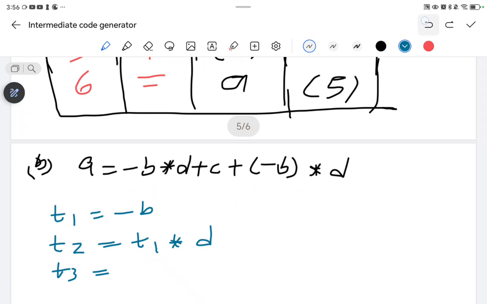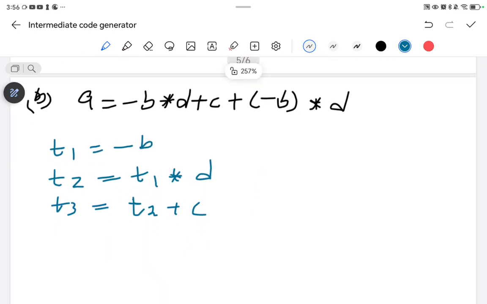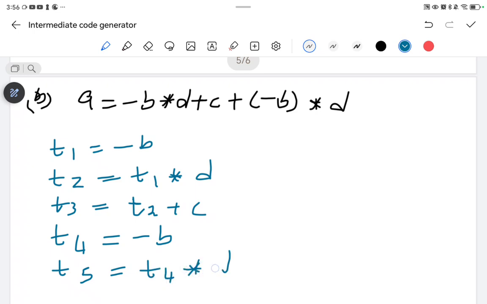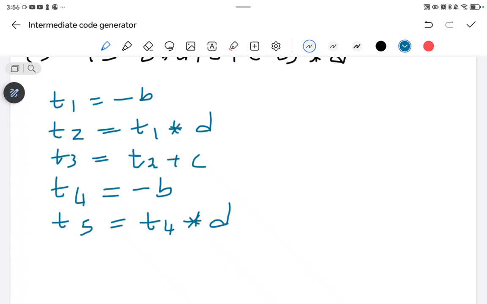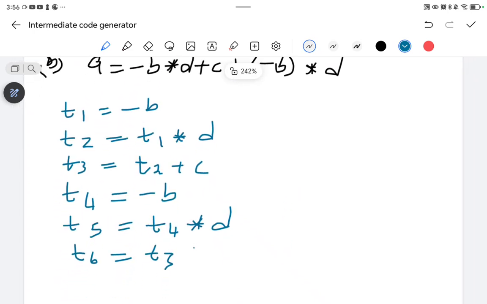So it means that now T3 will be equal to T2 plus C. And then here, T4 will be equal to, then I look at minus B. T5 will be equal to T4 times D. And then now I know that I have T3 and T5. Then T6 will be equal to T3, is it plus? Yeah, plus T5. Then this is stored at A.